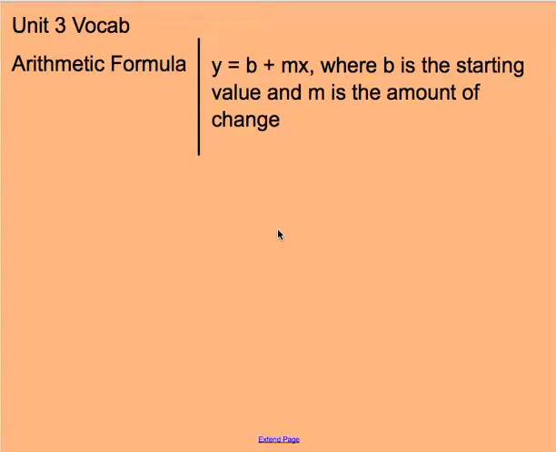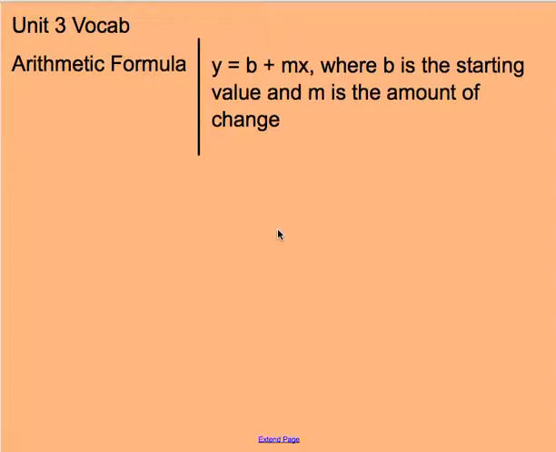This is Learning Target 14, Day 2. We're going to be taking those arithmetic formulas we started to look at yesterday and writing an equation for them. So our equation is going to look like y equals b plus mx. And this might look kind of familiar to you if you remember the linear unit from last year. But today we're going to be using it for sequences.